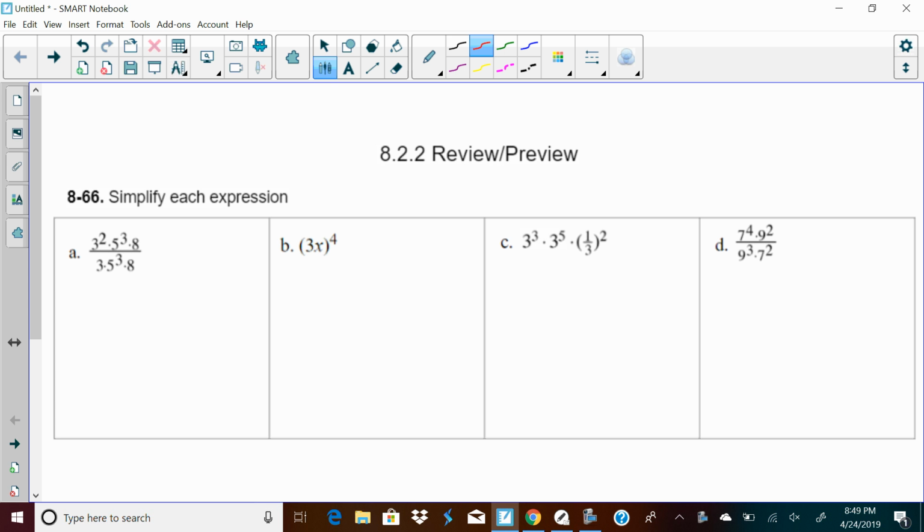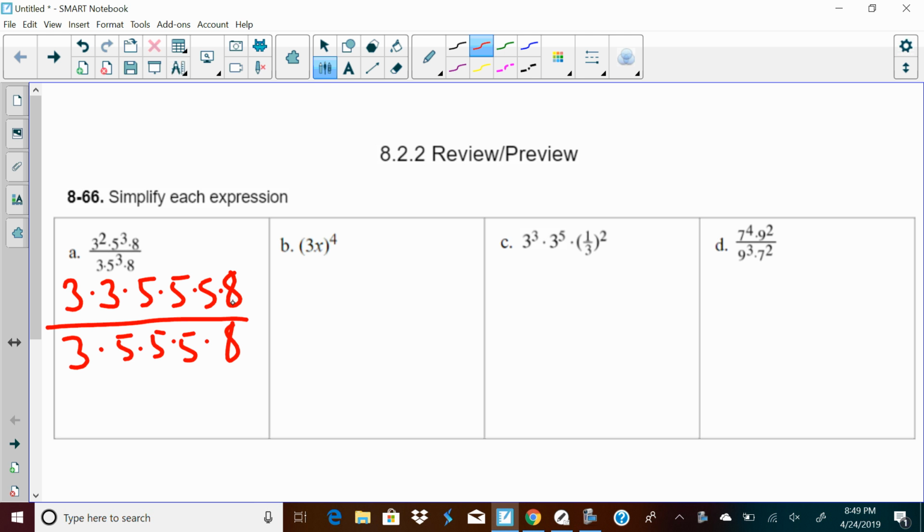Here are the answers to the 8.22 review preview. Simplify each expression. We're going to do it by writing them out, though if you already know a rule, that would be fine too. The top was 3 times 3, 3 squared, 3 5s, and an 8. The bottom was 1 3, 3 5s, and an 8.